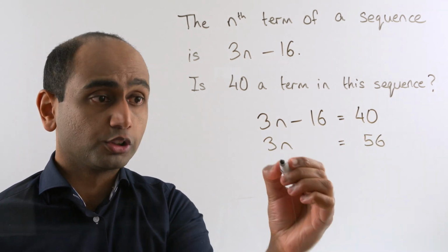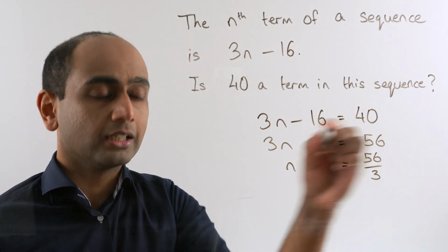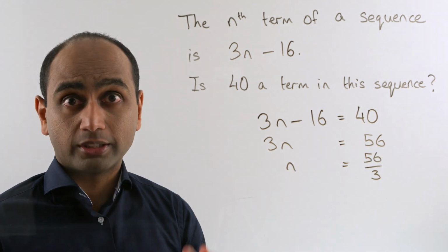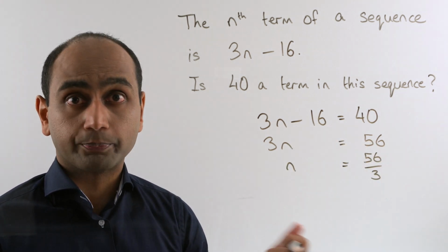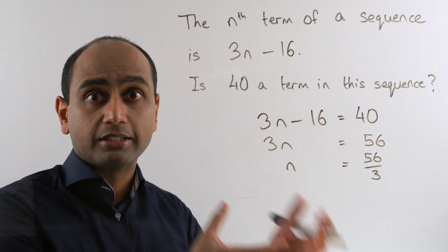Now, the solution would be n equals 56 over 3. Now that is not a whole number. That doesn't simplify to a whole number. So 40 is not going to be a term in this sequence.